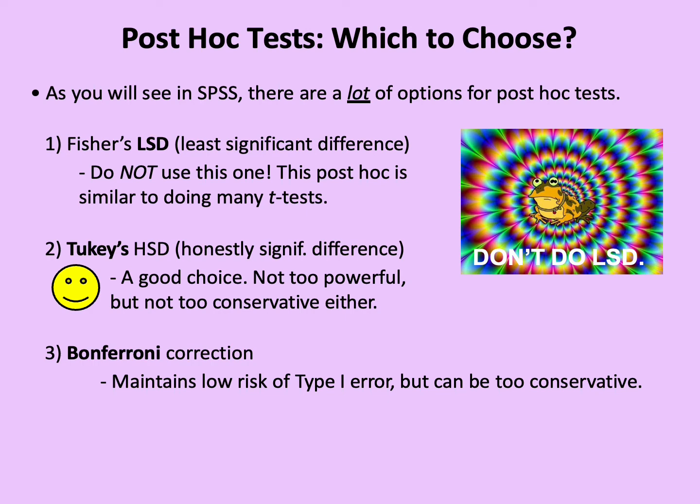So the Tukey test is kind of the Goldilocks principle. It's the best choice. It's not too powerful, but it's not too conservative either. So that's kind of the gold standard for this type of statistic. So don't do LSD, choose the Tukey test.